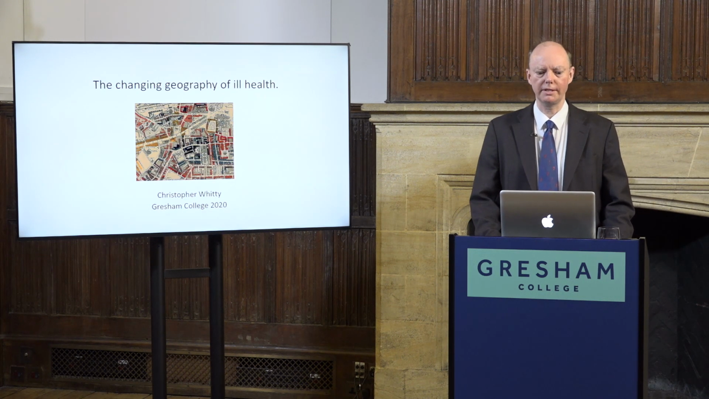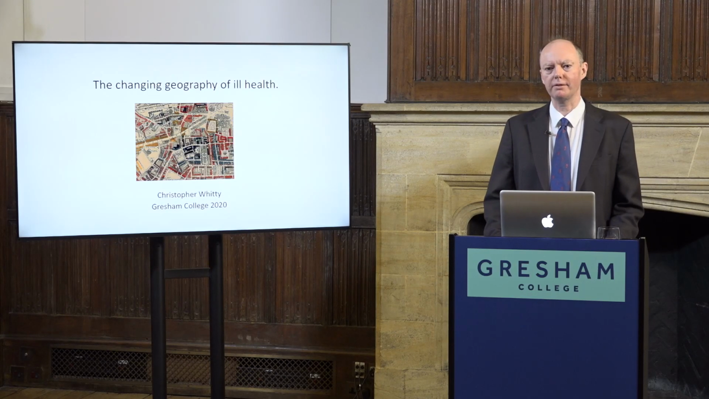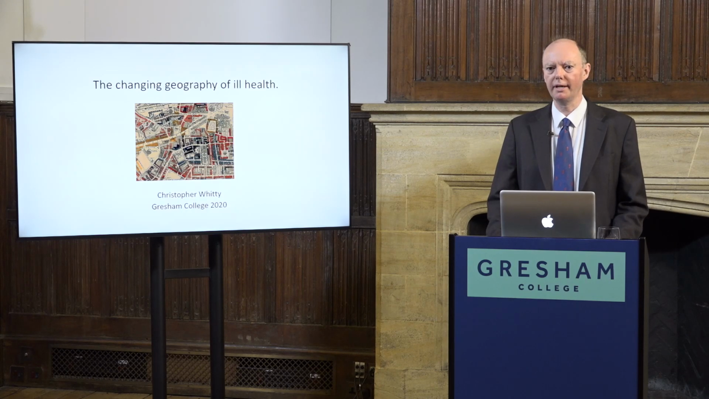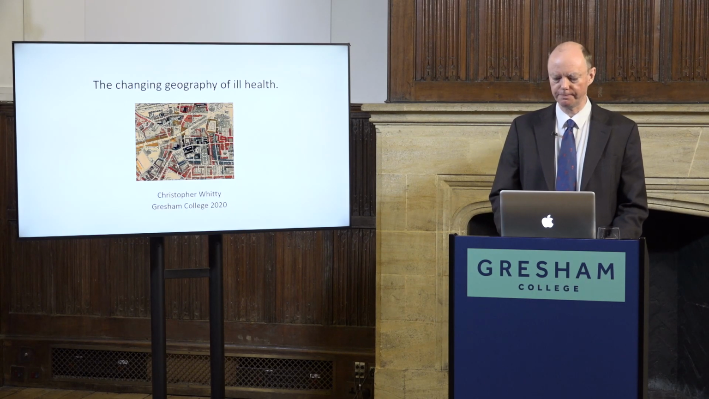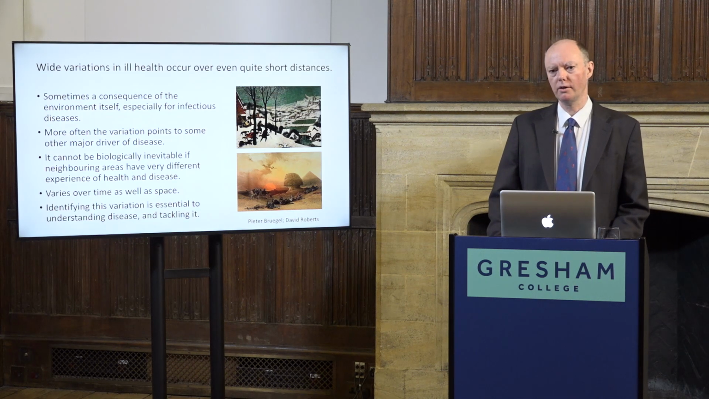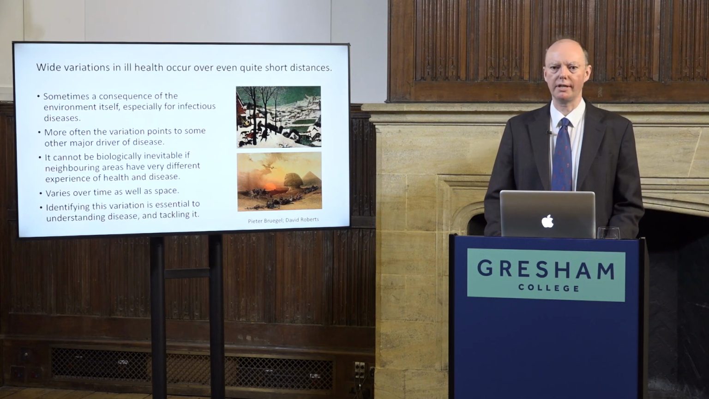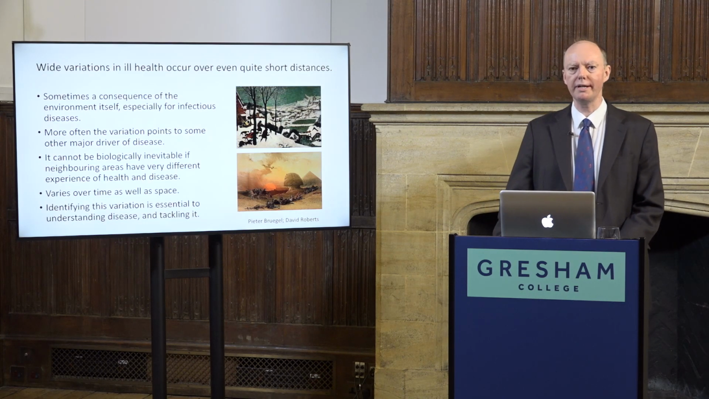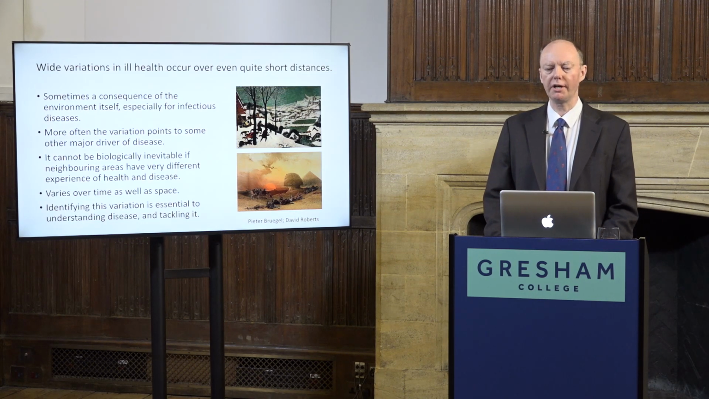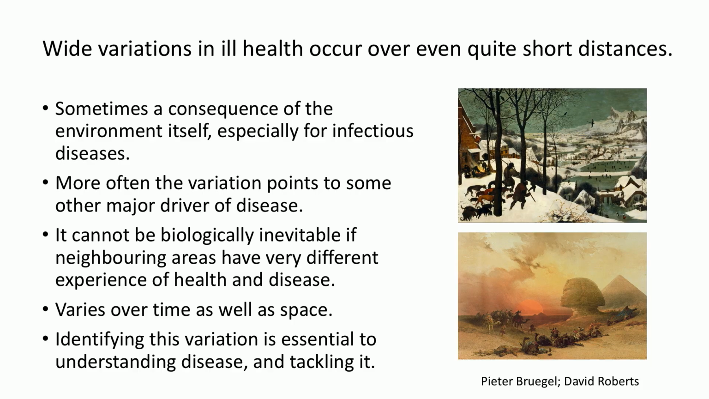Good evening. This evening, I'm going to talk in this series about major challenges in public health, about the changing geography of ill health here in the UK and around the world. One of the things that's very striking about disease is that there are very wide variations in ill health which can occur over really quite short distances, and even larger ones if you're talking about large distances. Sometimes these are a consequence of the environment itself, and this is particularly true for infectious diseases, and then there's some other rather obvious examples.